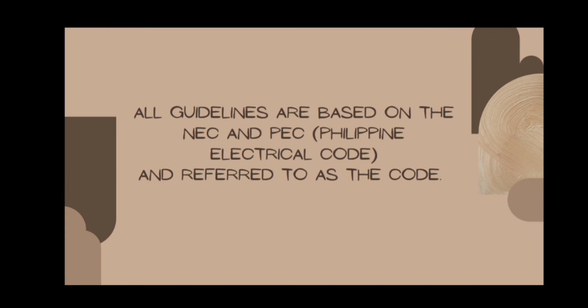All guidelines are based on the NEC and PEC, or Philippine Electrical Code, and referred to as the code. The first code is wiring shall be types RHW, RHH, T, THW, TW, THWN, THHN, and XHHN. The second code is lighting and receptacles should not be combined in a single circuit. 3. Lighting and receptacles should be supplied with current from at least two circuits so that if a single line is out, the entire area is not deprived of power.